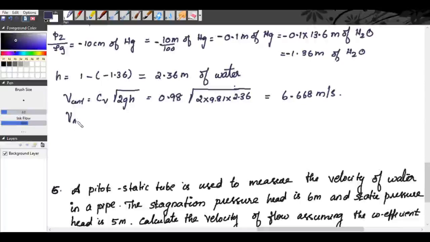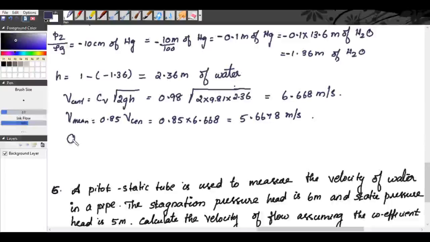Now it is given the mean velocity as 0.85 times the central velocity. So mean velocity is equal to 0.85 times the central velocity. So we get 0.85 into 6.668. We get it as 5.6678 meter per second. Now we can find the rate of flow of water as V mean into area of pipe.